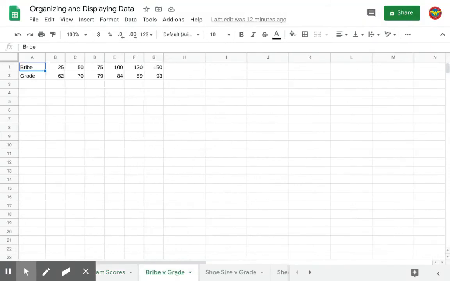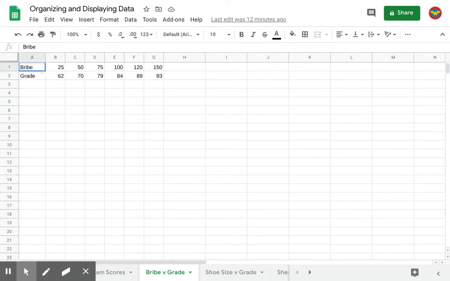And what we have here is the dollar amount of the bribe that students give me versus the grade that I can guarantee them. Okay, so for 25 bucks, I'm only going to guarantee you a D, passing grade, 62. But for $150, I will guarantee you at least a 93, an A- out of the class. Is that an A-? I think it's an A-. I want to plot this data. So I want to take a look at the scatter plot.